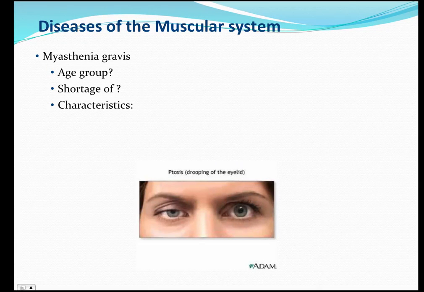Now, one disease we're going to cover about the muscular system is myasthenia gravis. And this targets adults, and it is an autoimmune disease, in which case the body starts targeting your acetylcholine receptors. So over time, you're going to have a shortage of acetylcholine receptors. What happens if we don't have enough acetylcholine receptors? Good, we can't generate that action potential.